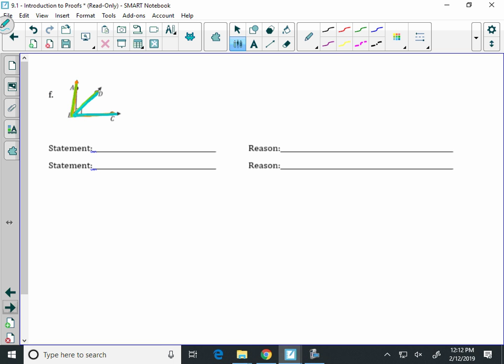What is the sum of those two angles going to equal? They add, we take this angle, add it to that angle, it's going to equal the whole big angle, right? So we can say that the measure of angle ABD plus the measure of angle CBD equals the measure of angle ABC.